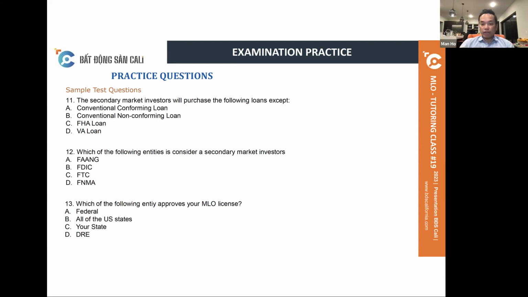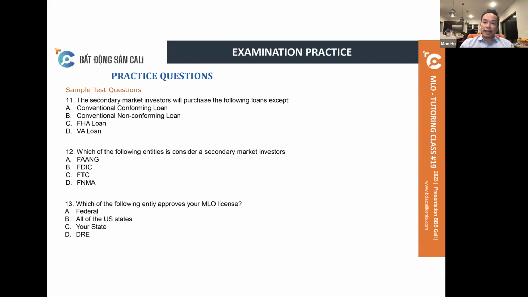MLO is mortgage related. Now you have to know which department approves this license. Federal is a broad government agency that covers from west to east on a variety of agencies.